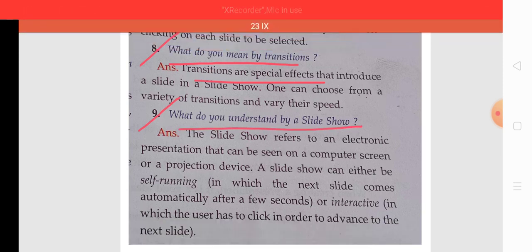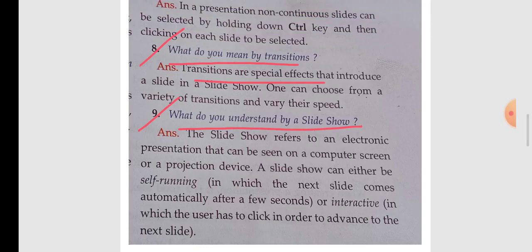So the slideshow refers to an electronic presentation that can be seen on a computer screen or a projector device. Most of the time we use a projector to see the slideshow, because we basically address a group of persons at the same time. So we use a projector so most of the people can easily see our slides. And a slideshow can either be self-running, which means that the next slide comes automatically after a few seconds, or interactive, in which the user has to click in order to advance to the next slide.